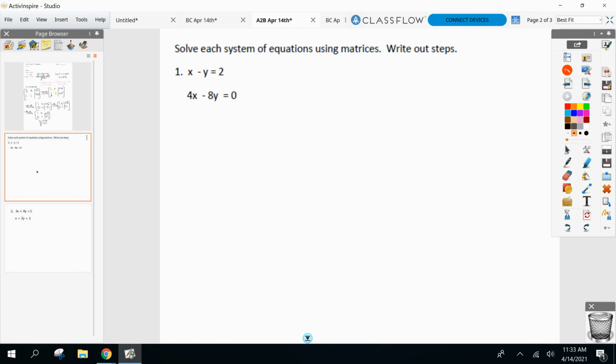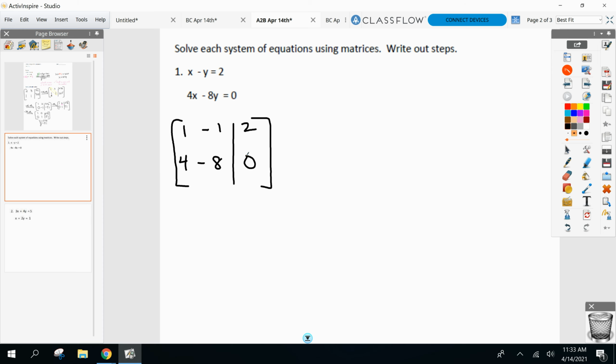Okay, here we go. Same thing. Use a matrix, though. Can't do it old school. Use a matrix. So first, set up your matrix for me. That's your first step. Set up the matrix that represents the equations. 1, -1, 2, 4, -8, 0. No issues.